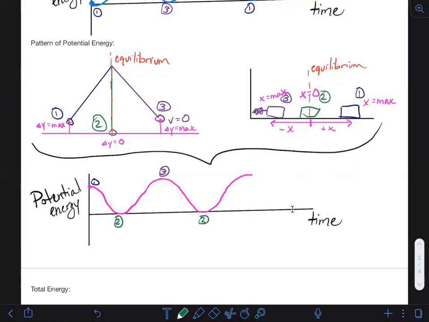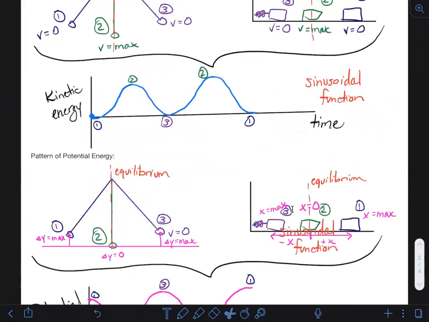So we are seeing another sinusoidal style of function, but where it begins is different from kinetic energy. Kinetic energy, we started with a minimum. Potential energy, we're starting with a maximum. And then every time we reach a minimum, we see that the other function reaches a maximum. Okay, so we've got this kind of opposing minimum maximum action going on.